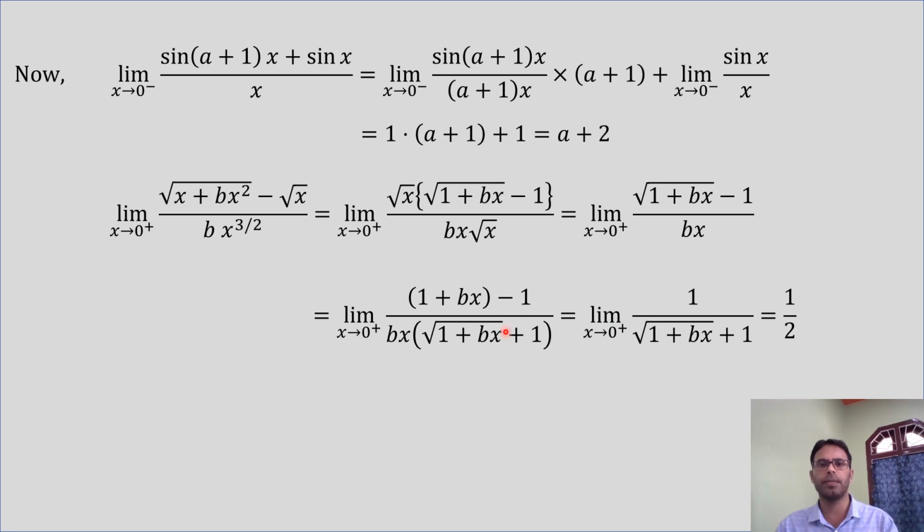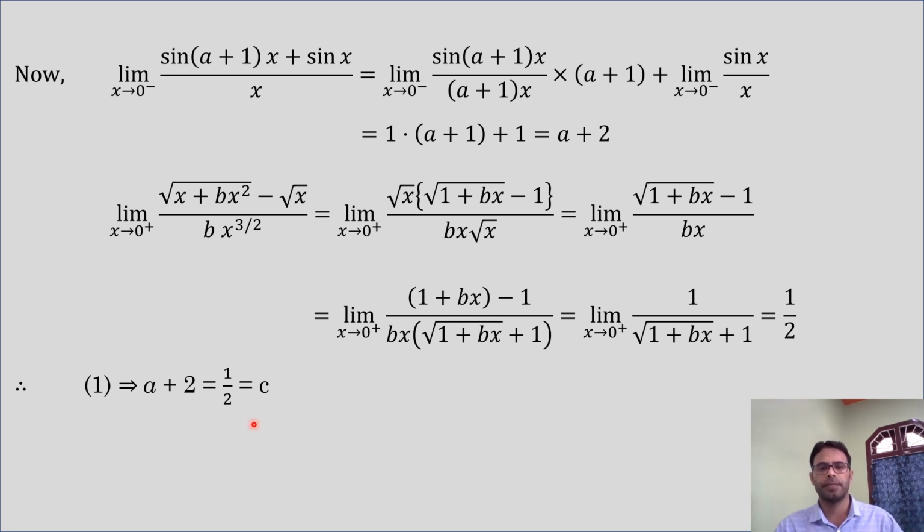So x tends to 0, 1 and 1 is cancelled, this bx and bx is cancelled, so it is 1 by root over 1 plus bx, then plus 1. Using the limit, you see it is simply 1 by 2 because this part is 0, so 1 plus 1 will give us 2 only. So this is our left limit a plus 2, this is our right limit half, and f(0) is already c, it is in equation number 1. So we start with equation number 1, this implies left limit is a plus 2, right limit is half, and function value is c.